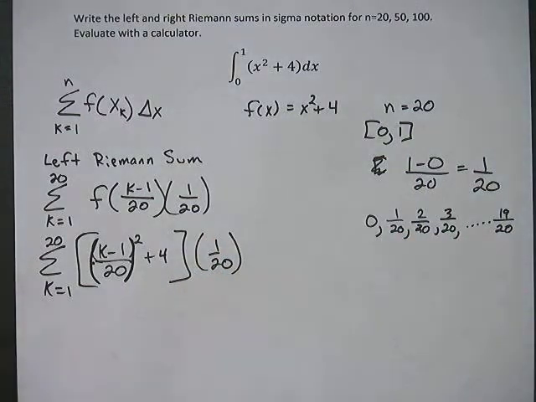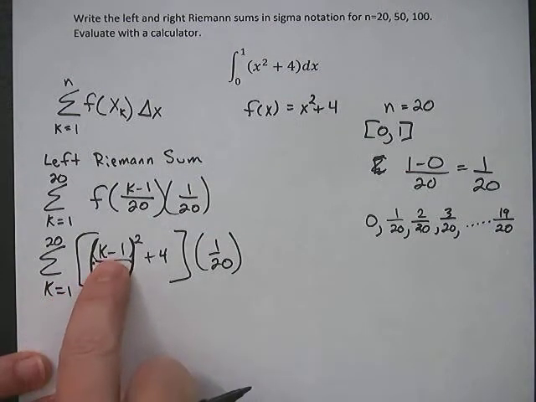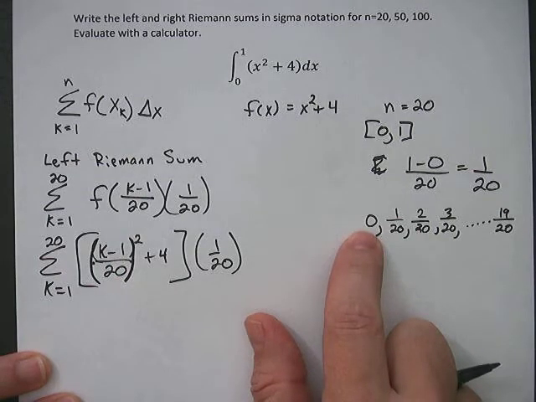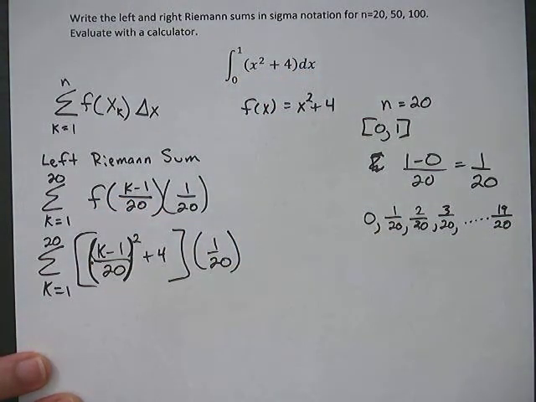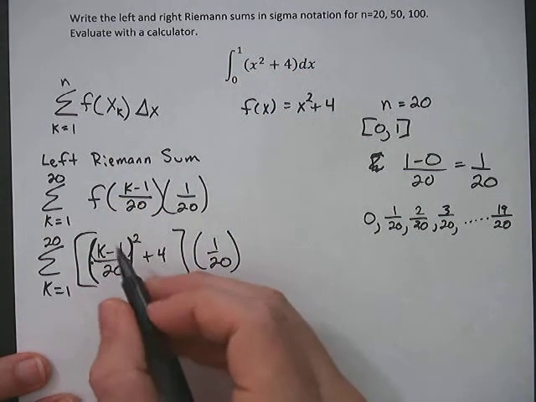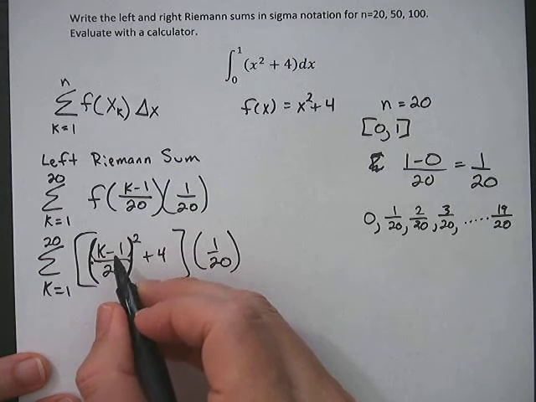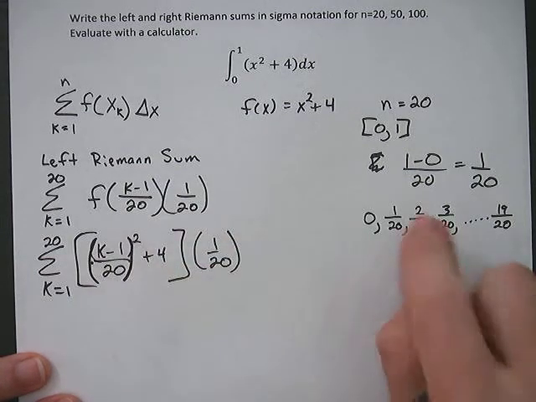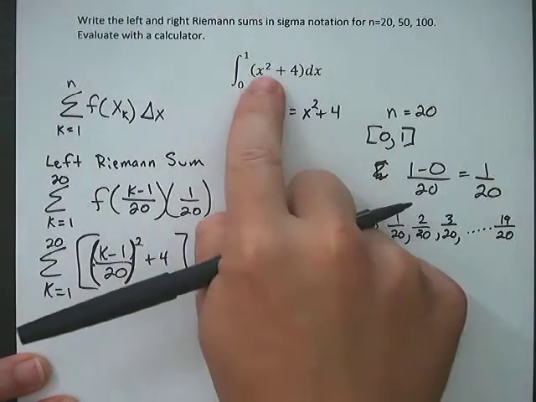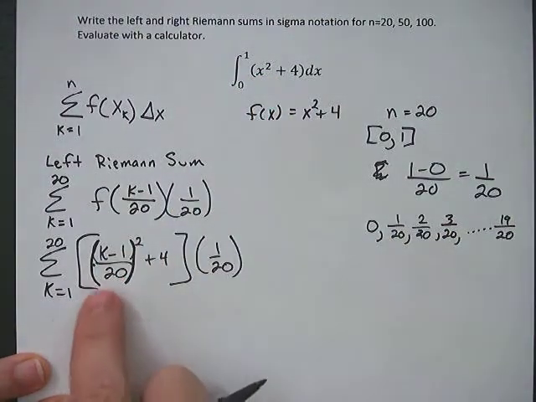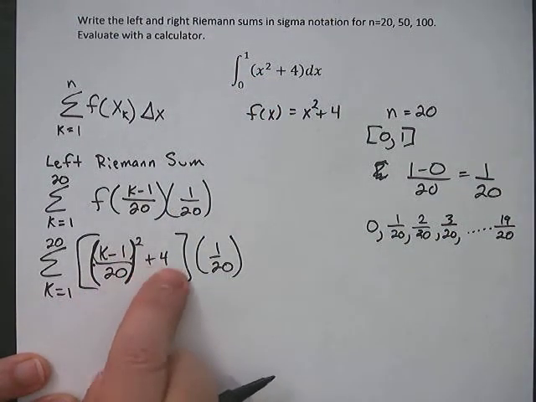Okay, so let's see if this actually worked out. If we plug in k equals 1, that would be 1 minus 1, which is 0. So our first one is going to be 0. That's what we wanted our first one to be, right? So 0 squared plus 4. That works. If we plug in k equals 2, 2 minus 1 is 1, so we get 1 over 20 squared. This is our second one that we want, right? 1 over 20. If we plug 1 over 20 into our function, we get 1 over 20 squared plus 4, and plugging in a 2 here gives us the same.